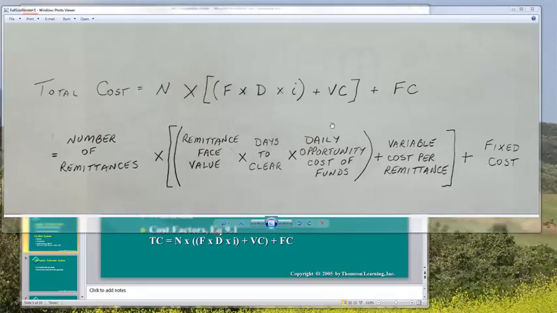So we have variable cost plus fixed cost to equal the total cost. And by the way, I missed it. We're multiplying that variable cost times the number of remittances. So it's variable cost times number of items, and that variable cost consists of the opportunity cost of not having those funds plus a cost of remittance. And then add to that the fixed cost.